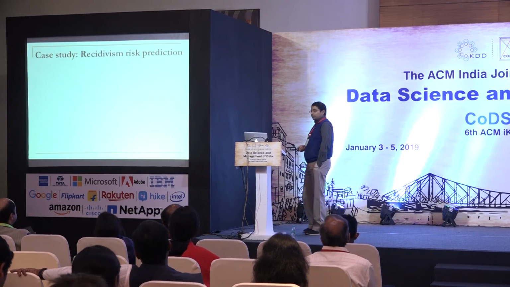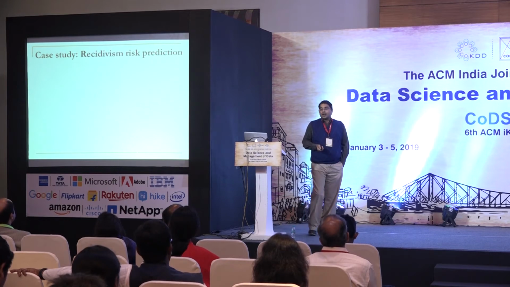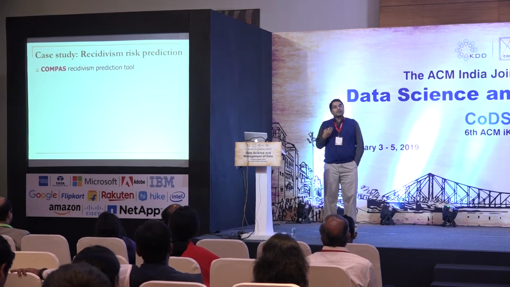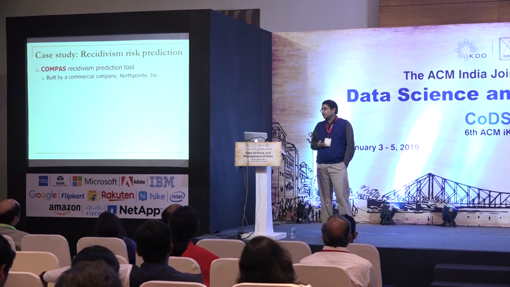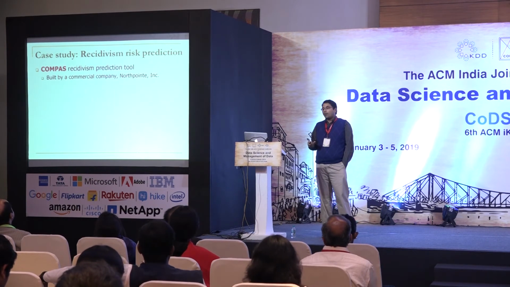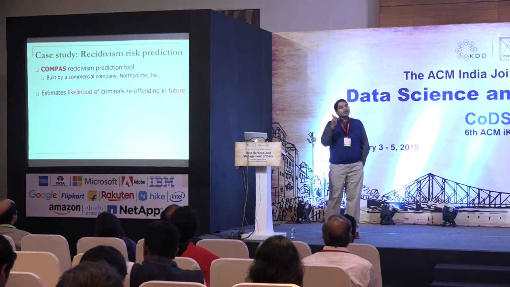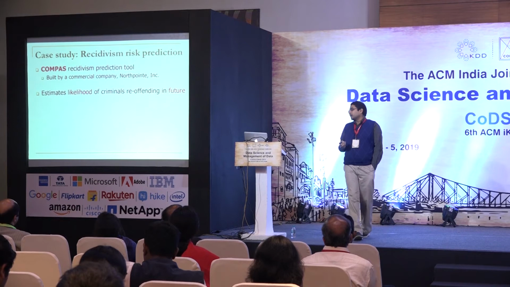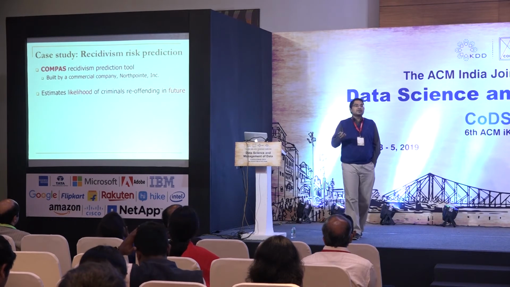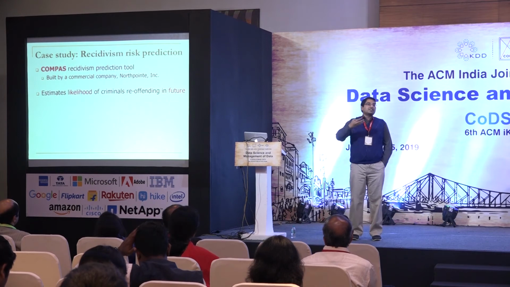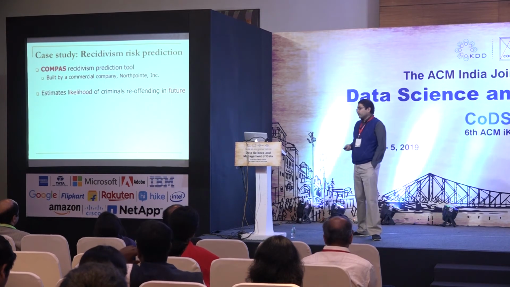So let's take the case of recidivism risk prediction. A lot of work in this space is inspired by this tool called Compass, which is a tool for predicting recidivism risk. It's a tool that is built by Northpointe, a commercial company in the US. What it does is estimate the likelihood of a criminal reoffending in the future. Recidivism risk is the likelihood that someone would reoffend.